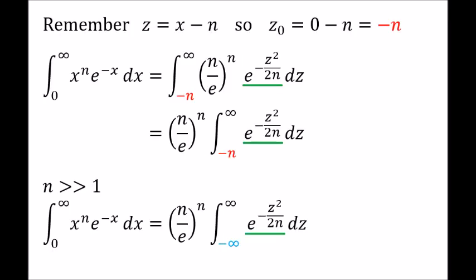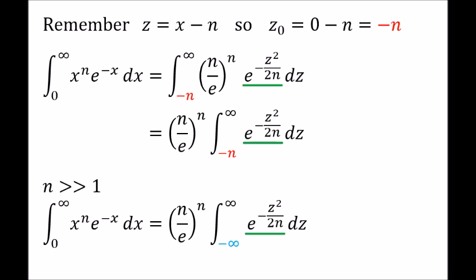In order to do that, we must adjust our limits of integration accordingly. The lower limit was 0 for the variable x. It becomes negative n for the variable z. That is seen in red. Notice that I can factor out front n over e, quantity to the n. Why? Because it doesn't contain the variable z, for which we are integrating. The green part stays inside. It is a function of z.